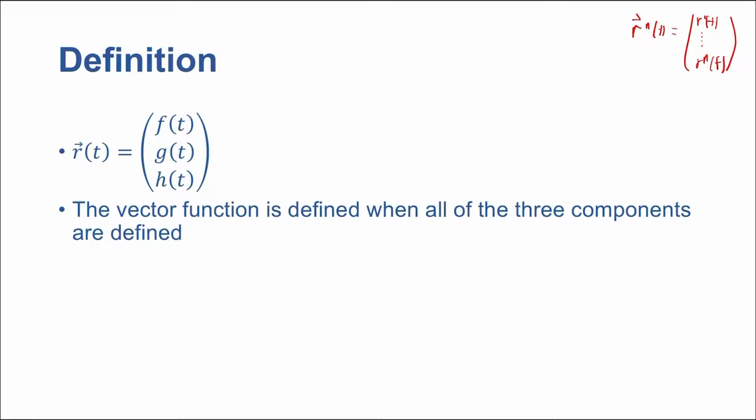Now the vector function would be defined when all of these three components are defined. So f of t could equal secant squared of t, or something like that. You need to know the domain of secant squared of t, because otherwise our vector function wouldn't be valid, even if g of t and h of t were like t and 1, and they were defined. Even if one component is undefined, then the whole thing will be undefined. So the vector function is defined when all of the three components are defined. So for the domain of a vector function, that's important to think about.